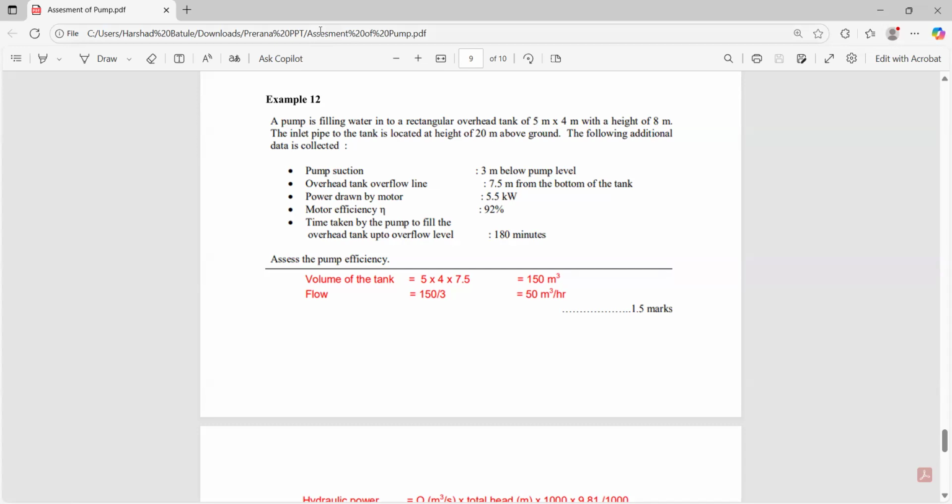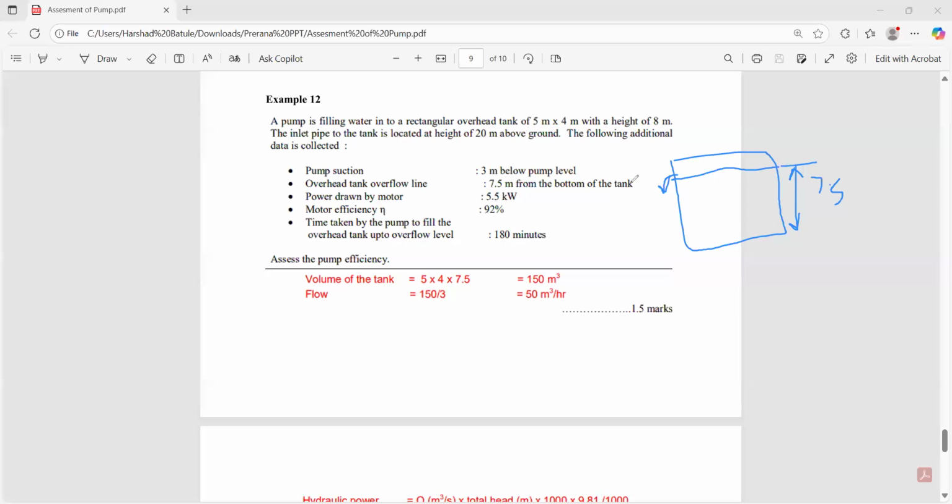So assume a tank here. This is your tank. From this bottom, this is your overflow line. After this line your water is going to overflow. So this is your effective usage of the tank. Got it? Yeah. Height would be 7.5 meter.